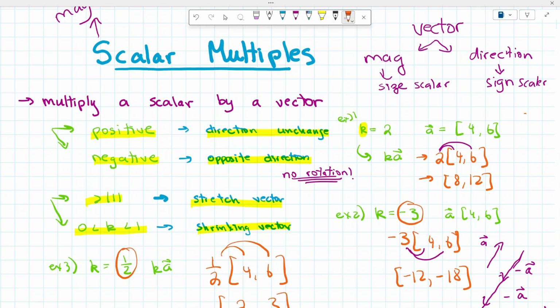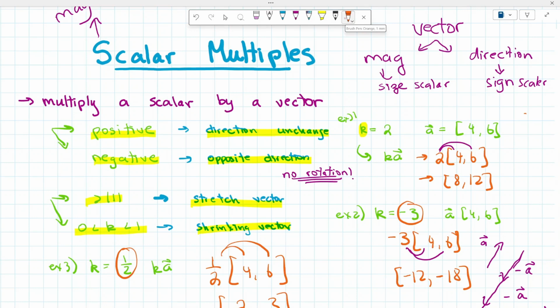So k is positive, meaning the direction is unchanged, but k is less than 1 and greater than 0, meaning that our vector is going to be shrunk. So it's going to be smaller than the original vector.